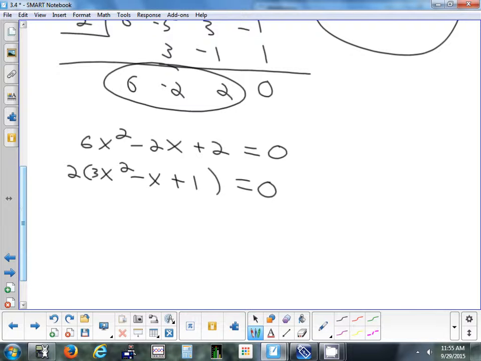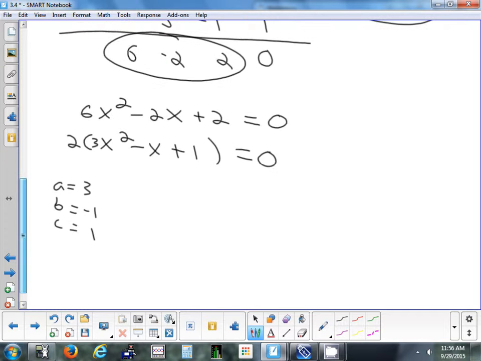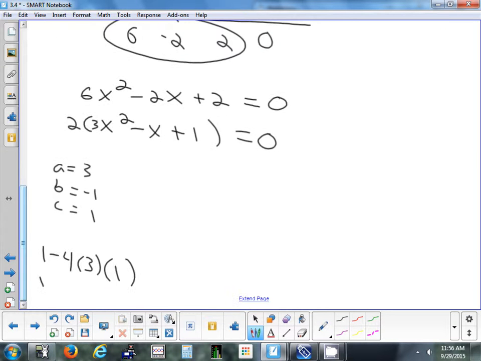All right, so that might change things. I don't think we can factor it. Okay, one thing we can check real quick: let's see if we were to use the quadratic formula, would we get imaginary answers? We could always check that. Okay, what's b squared? 1. What's a? 3. And what's c? 1. What's 1 minus 12?